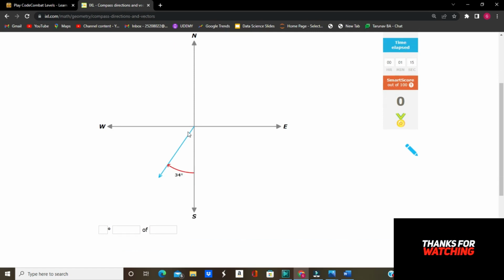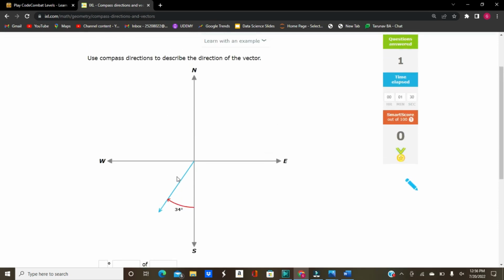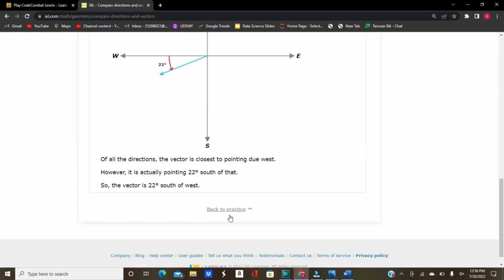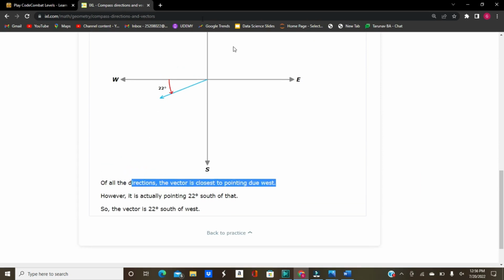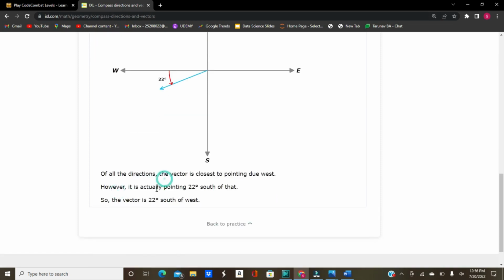So here we have a compass direction, and we have a vector. The compass direction says that it's pointing 34 degrees to west. You can just learn with an example. Of all directions, the vector is pointing closest to due west. This is not the vector we're going to do, this is just an example. However, it is actually pointing 22 degrees south of that.